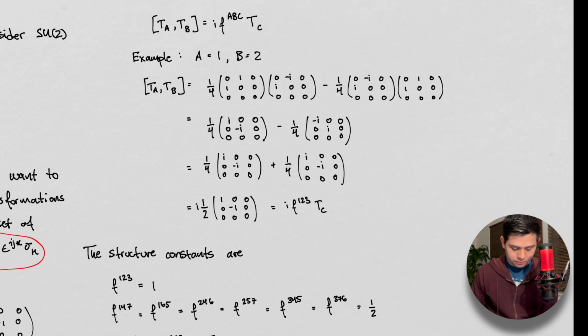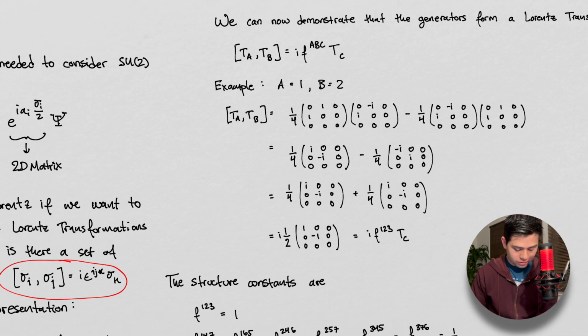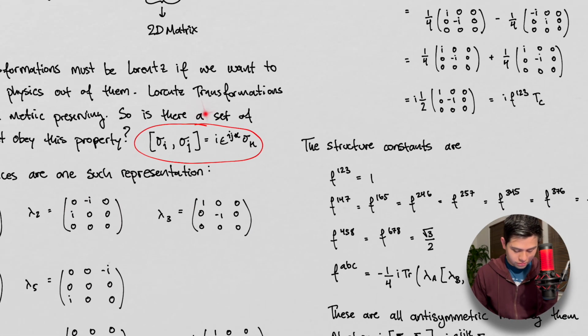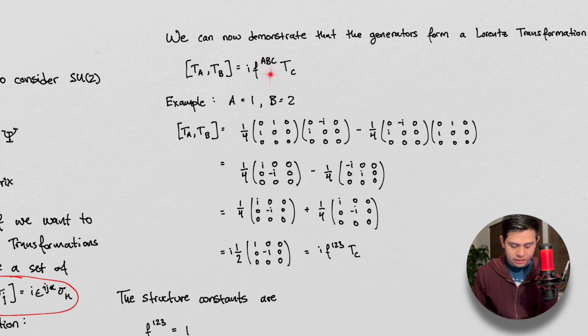All right, let's do an example. So we can demonstrate that these generators obey that Lorentz transformation condition, which is going to be this. Which is very similar to this. This thing is anti-symmetric, so f_ABC is also going to turn out to be anti-symmetric.